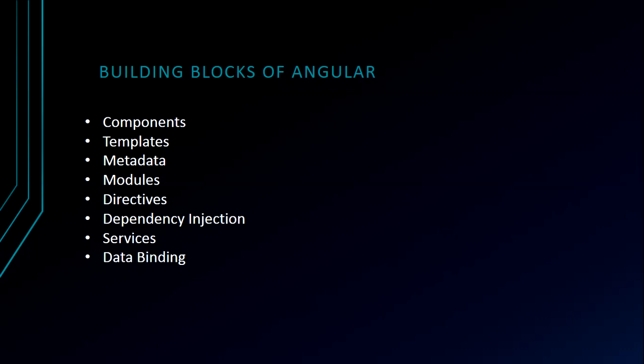Then comes dependency injection. The framework will inject the dependencies for us wherever required. You don't have to explicitly initialize and then do stuff. Your dependencies or your dependent objects are injected onto the application by the framework itself.